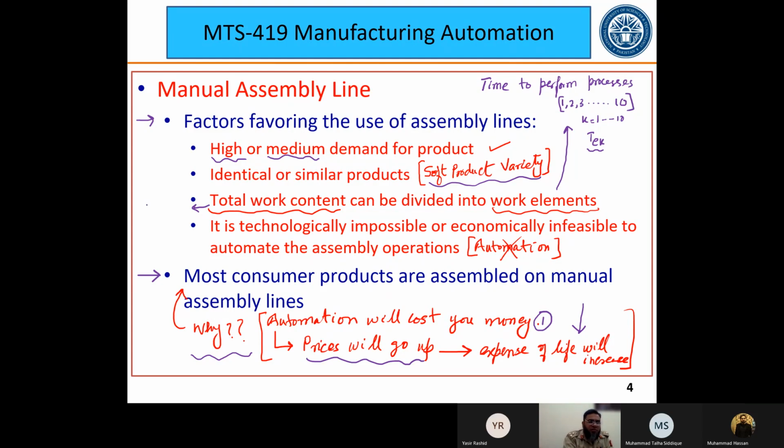This term, total work content, will be given by TWC. This will be TWC, and this will be the summation of all TEKs while K is varying from 1 to 10. So this will be the total work content, calculated in terms of time taken to carry out the process from 1 to 10.